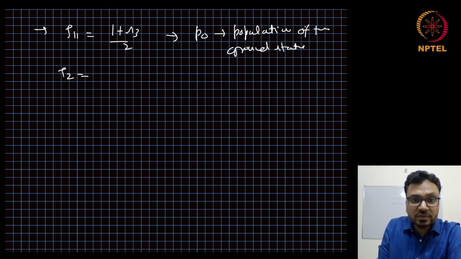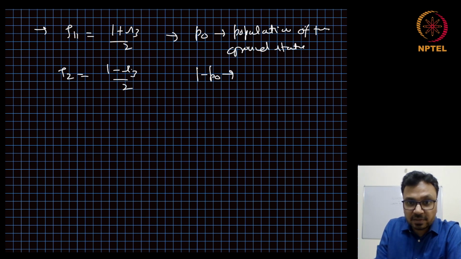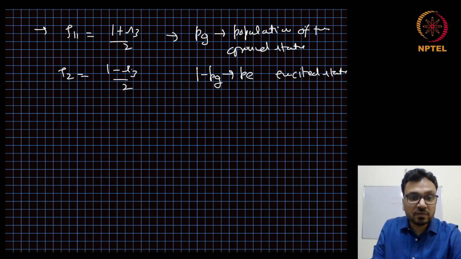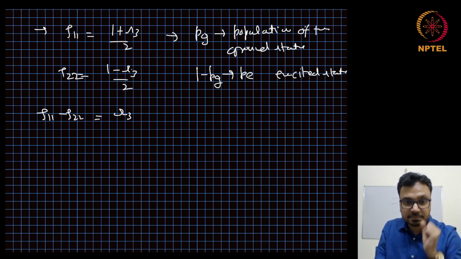And rho 2 2, which is 1 minus R3 over 2, that is 1 minus P0, is the population of the excited state. Should put G here, the excited state population. So these are the populations of the ground and excited state, and from here we can see rho 1 1 minus rho 2 2 will give us R3.